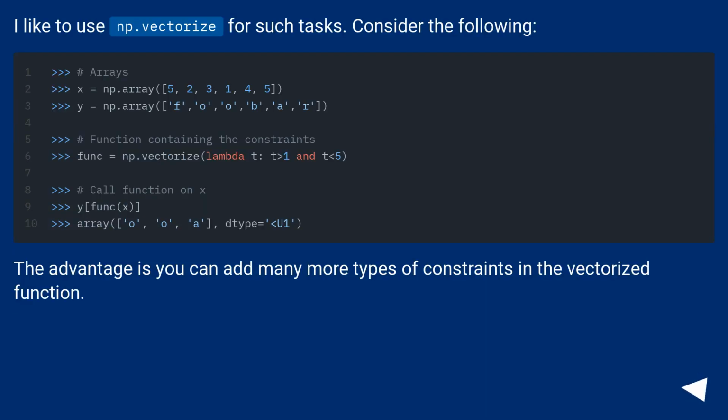I like to use np.vectorize for such tasks. Consider the following. The advantage is you can add many more types of constraints in the vectorized function. Hope it helps.